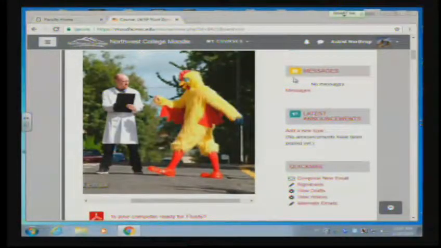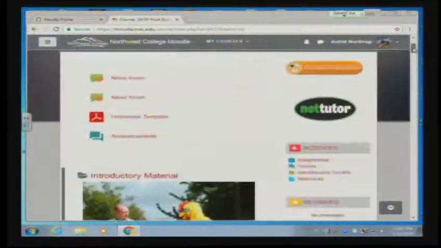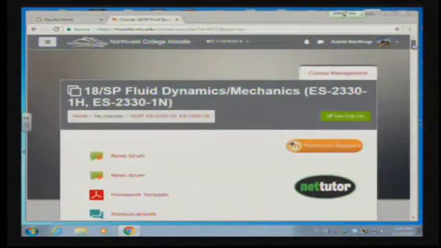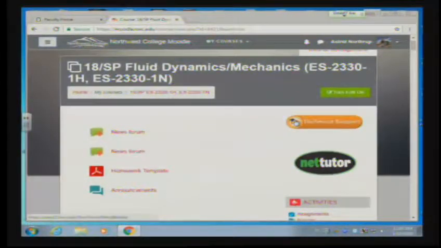Good morning, everybody. Today is our first day of fluids class. The number of this class is ES 2330, and the title of the class is Fluid Dynamics Mechanics.